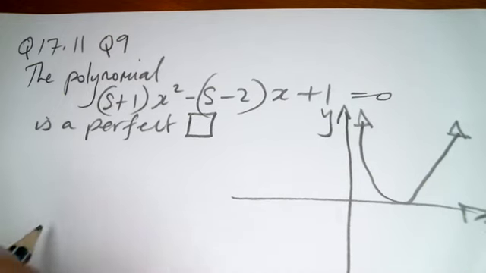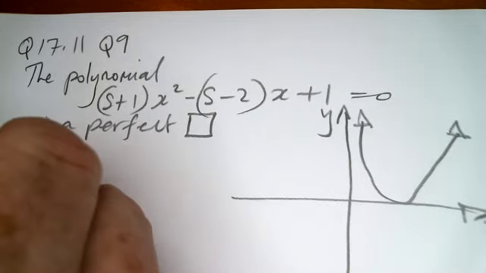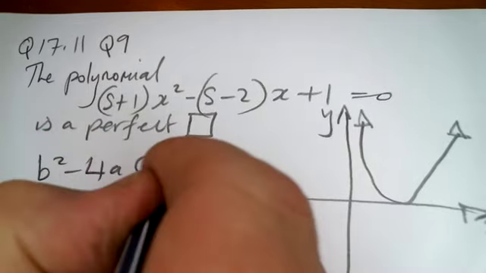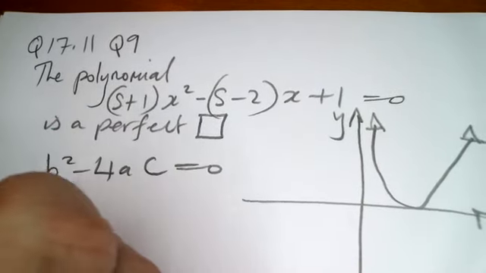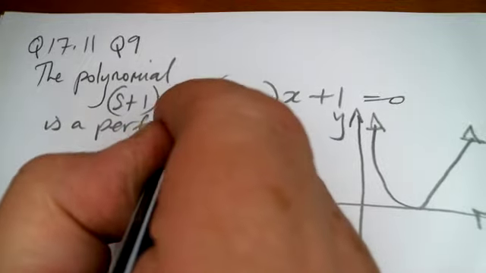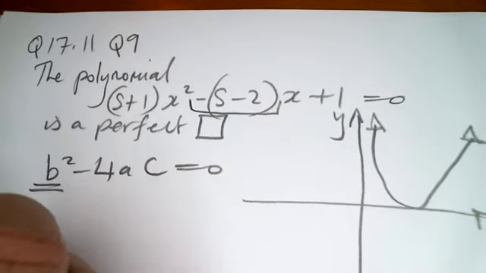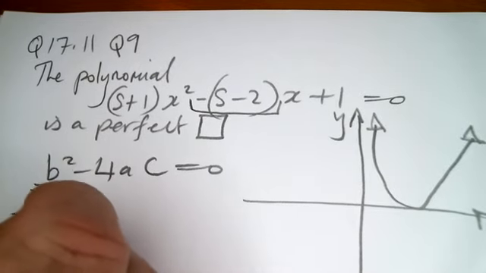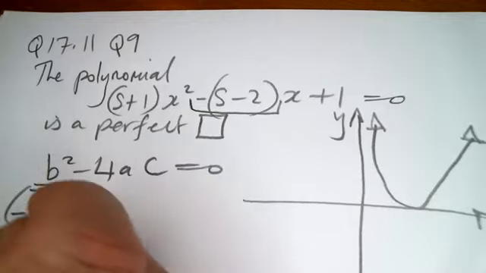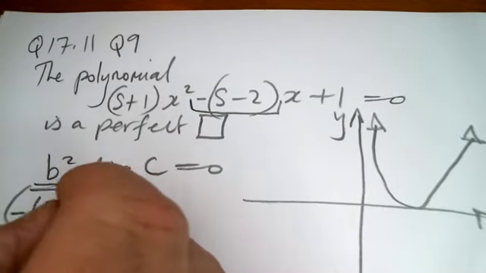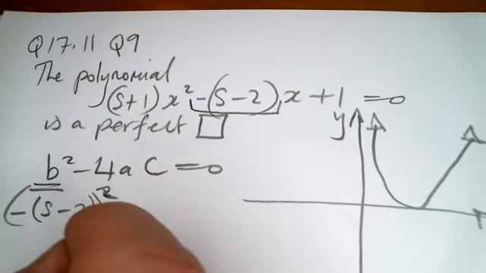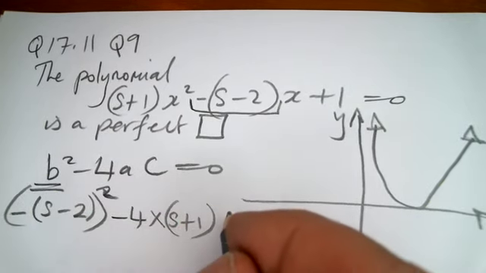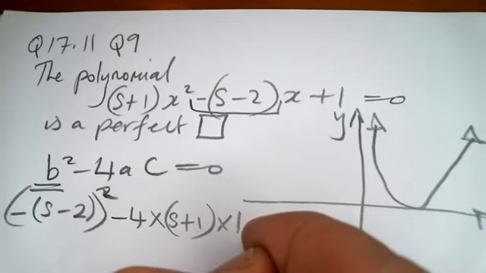So first of all, we know it's a perfect square, so it must be equal to 0. That is, the discriminant must be equal to 0. So here it is, must be equal to 0. B, well, where's B? B is all of this here. So it's going to be equal to negative s minus 2, and it's all of that squared. That's not a very good square, is it? Minus 4 times a, and a is s plus 1, times c, which is 1, and that must equal 0.